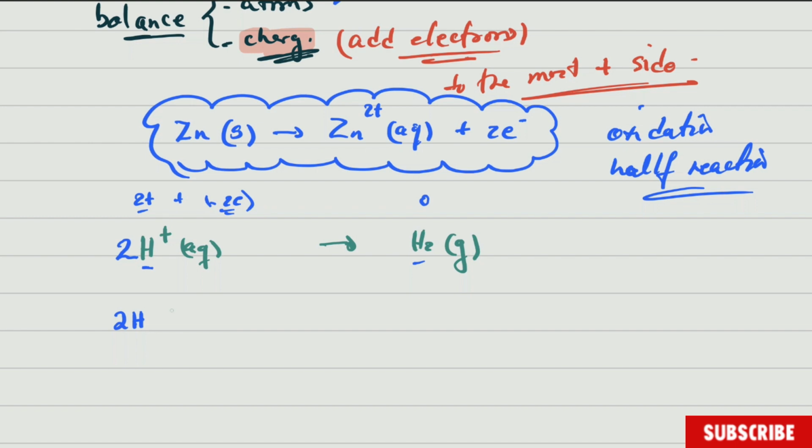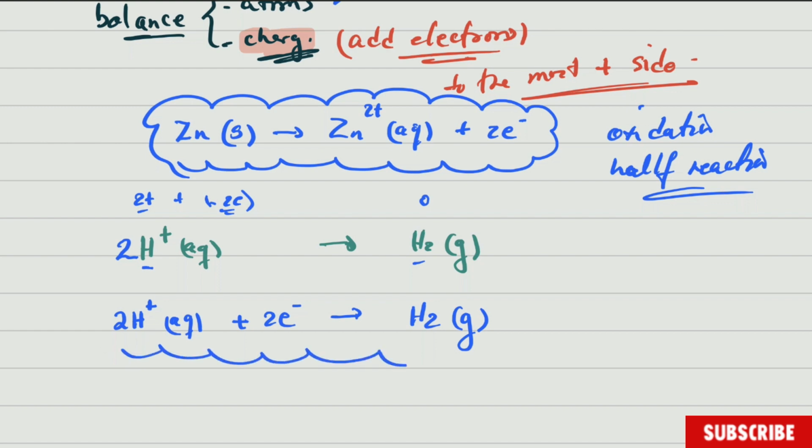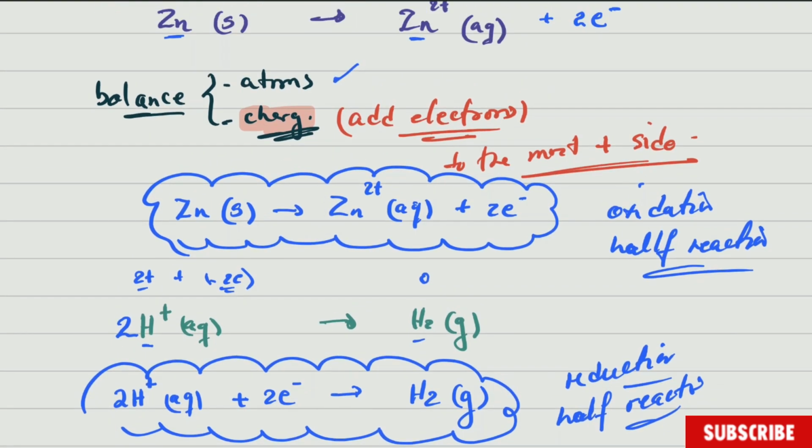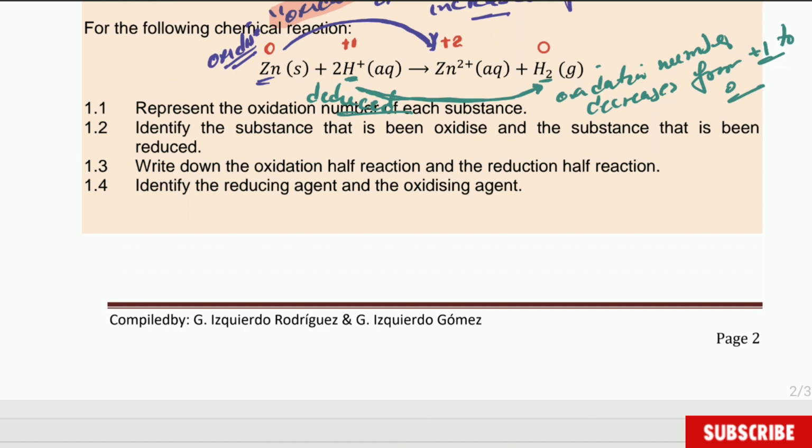So what we have here: 2H+ aqueous plus 2 electrons will give you H2 gas. And guys, this one is the reduction half reaction. There we go, and we are done. This one is how to write the half reaction for oxidation and the half reaction for reduction.